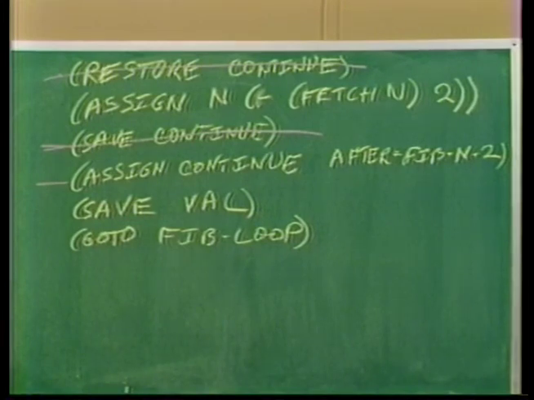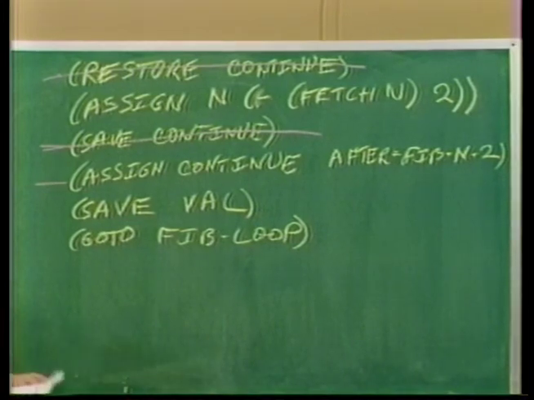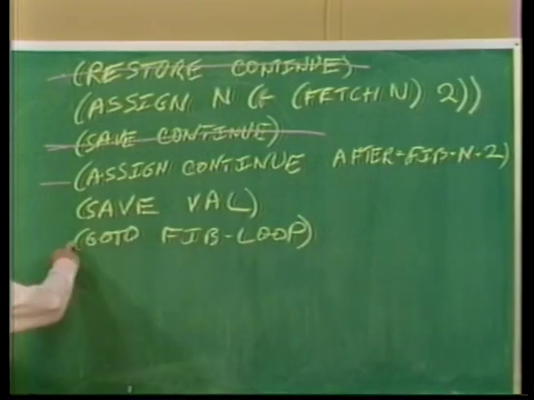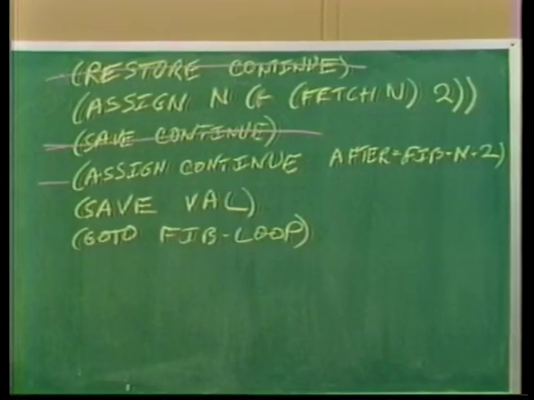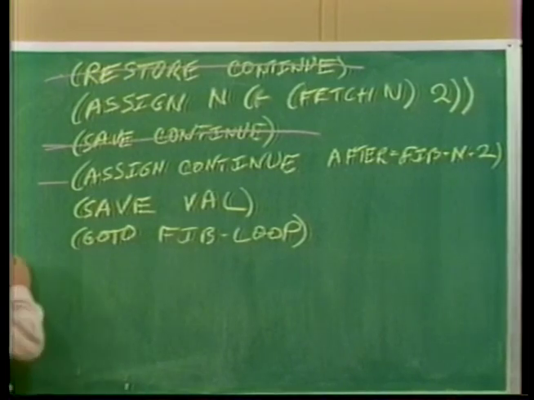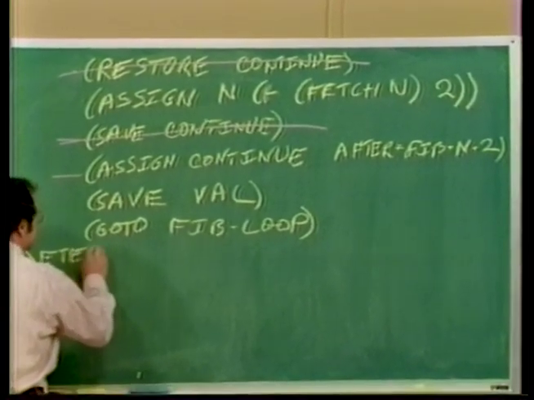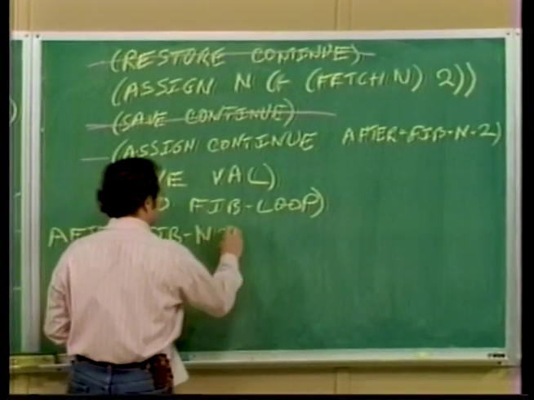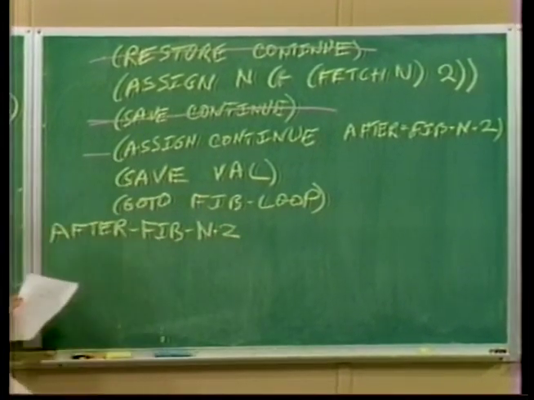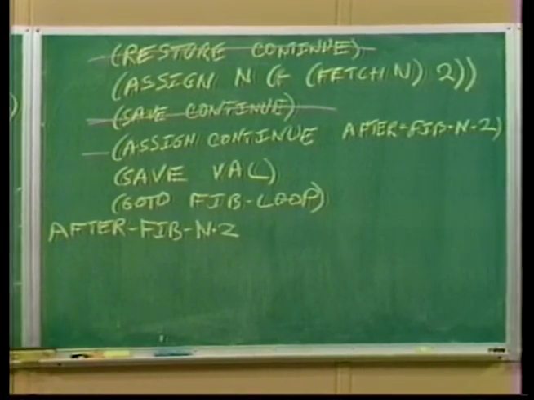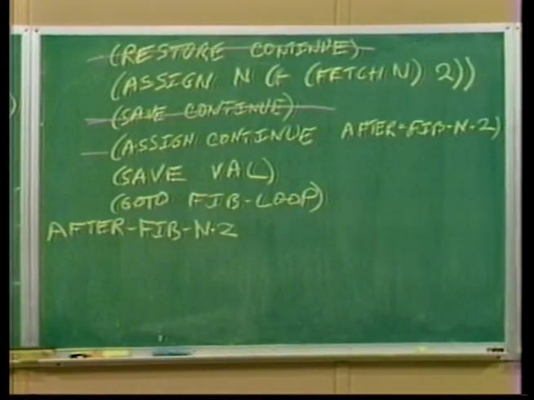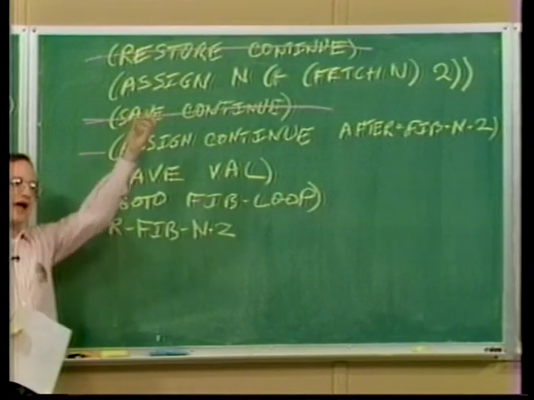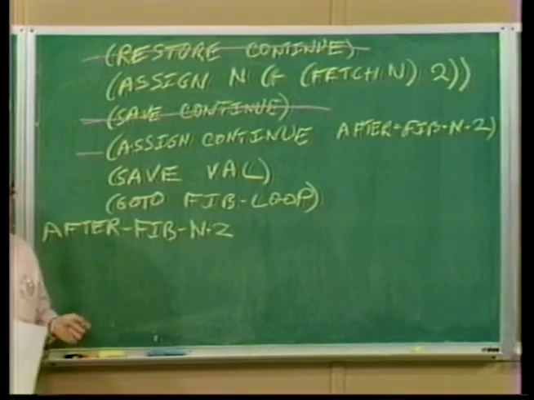Or is that really true? Well, I don't know. Okay, so now we've gone off to compute Fibonacci of n minus 2. So after that, what are we going to do? Well, I suppose the first thing we have to do, we've got two things. We've got a thing in the value register which is now valuable. We also have a thing on the stack that can be restored into the value register.